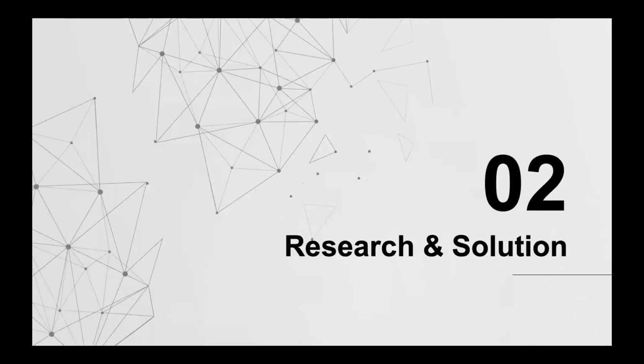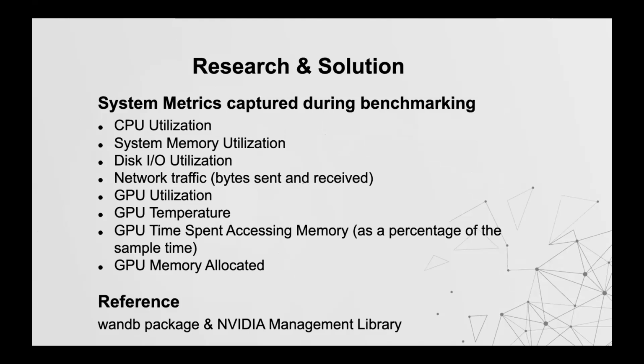The next step is the research and solution of my project. In the beginning phase of my project, I did a lot of research, and finally, I decided to use the following system metrics during benchmarking, such as the CPU utilization, system memory utilization, GPU utilization, GPU memory allocated, and so on. All of these system metrics are provided by the NVIDIA Management Library, which is the standard measurement of CPUs and GPUs provided by NVIDIA. And it is a C-based library.